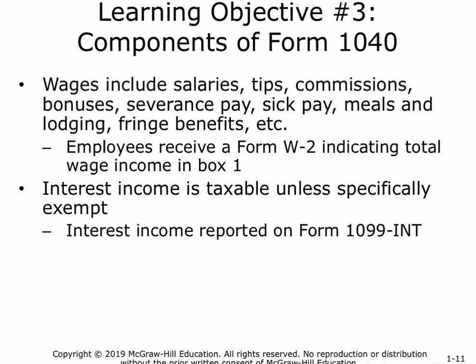Other income might be interest income, unless it's specifically exempt. An example of this might be something like a municipal bond, which might be exempt from federal taxation. But if you're just talking about interest income from, say, a savings account or something like that, then that would get reported on a Form 1099-INT, and then would be included by the filer as well.